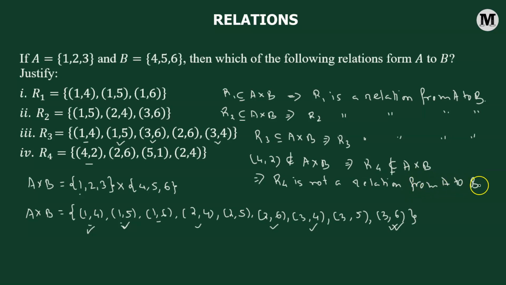So that means of the 4 relations R1, R2, R3, and R4, except for R4, all the remaining 3, R1, R2, and R3, are going to be a relation from A to B. Here's a typo. This is from A to B.